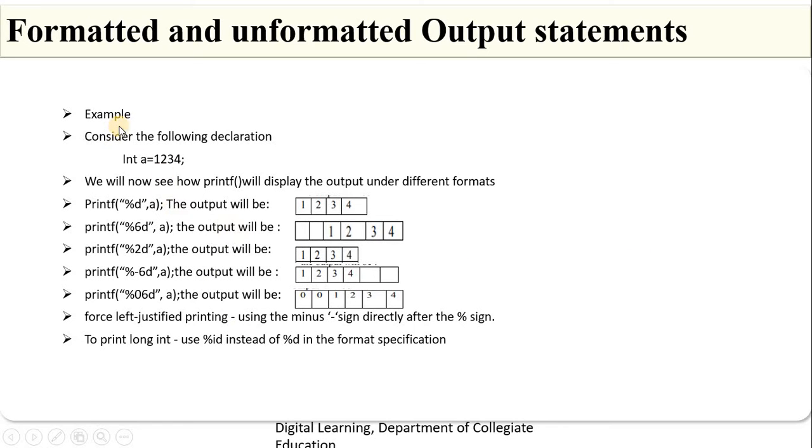So let us understand that using this example. Let us consider that int a equals 1234. Then if printf("%d", a) is there, the output will be 1234. But if your printf contains the format specifier %6d, it means that there is a 6-digit space to print a, but a contains only 1234. 4 spaces are enough. So this will be right justified, and the left spaces will be empty.